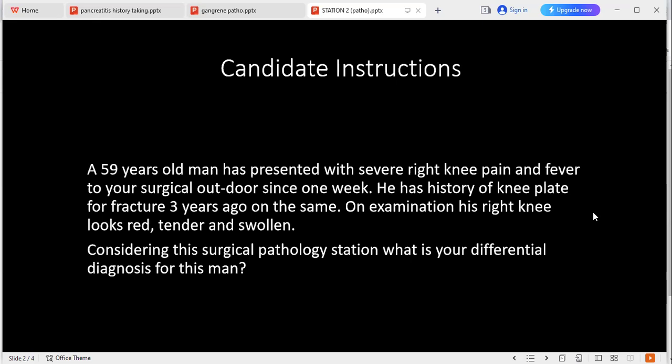Right, so if you have read and understood the surgical pathology station, please tell me, considering the stem of the patient, what differential diagnosis would you consider? Yes, it includes septic arthritis, osteomyelitis, osteoarthritis, gouty arthritis, and maybe history of recent trauma. Okay, right. How would you confirm your diagnosis?